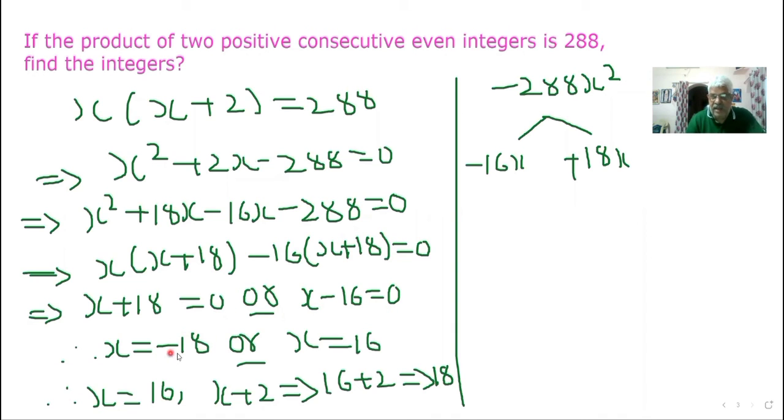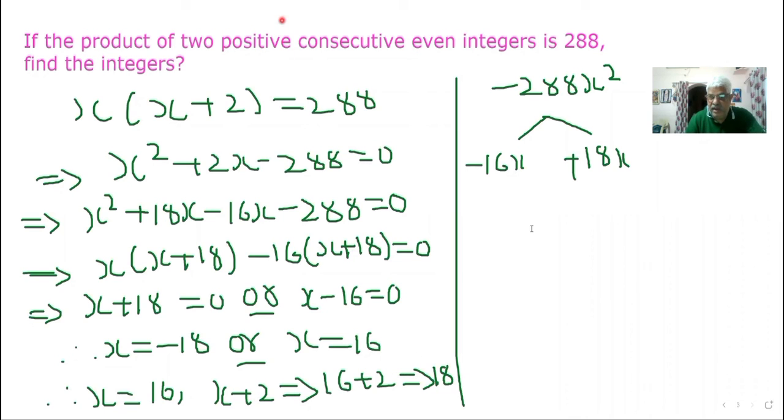I shifted and got x value as minus 18, or x value as 16. Here only I can take x equals 16, because in the problem they said two positive consecutive even integers. Positive they said, hence the negative term I will discard. Positive, I take x equals 16. Therefore, the second term x plus 2 is 18.